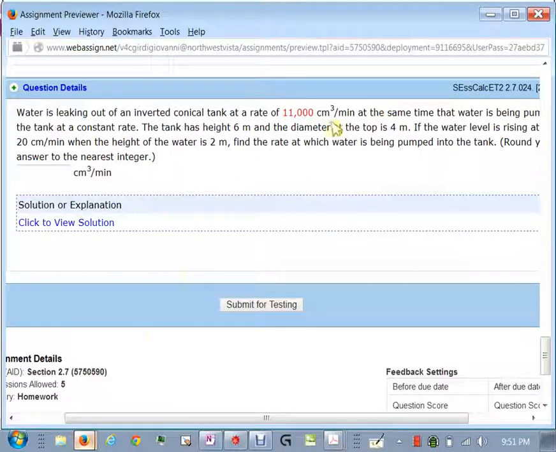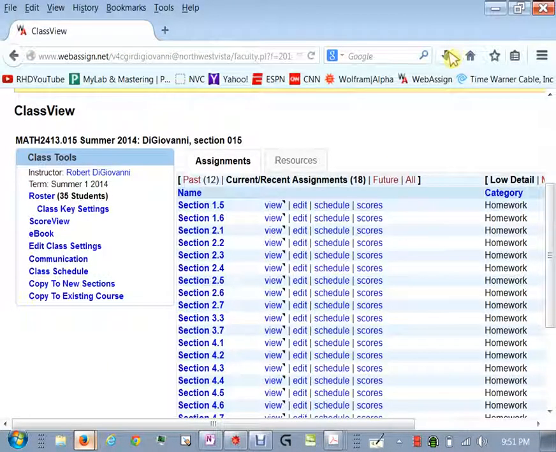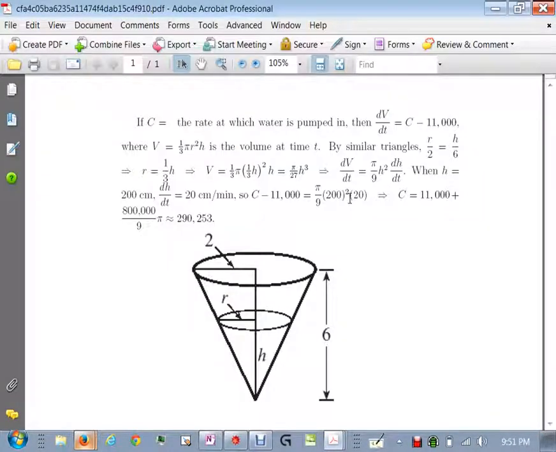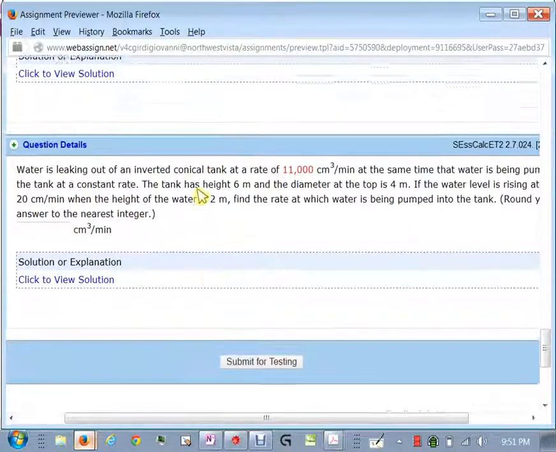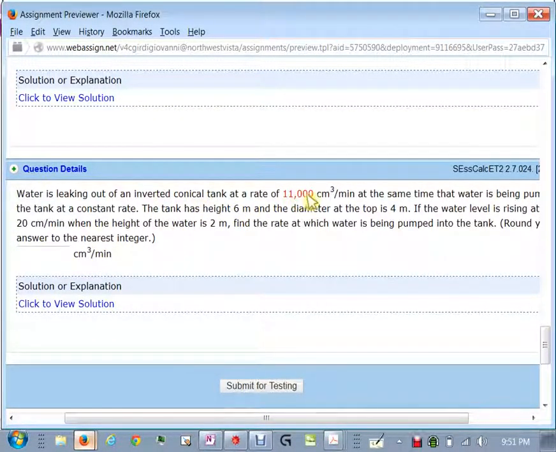Because I want to somewhat follow what they have, I want to see if they took everything to centimeters or meters. Let's see what they did. Looks like they're going to do everything in centimeters, so we'll convert all our meters to centimeters, that way it's somewhat consistent with what they did. You could go either way, it doesn't matter. Right here it's centimeters, so we just need to make sure that we take all of our meters and convert to centimeters. But what I was saying is you could go the other way. You could take all centimeters to meters, but then your answer would be in meters cubed per minute.